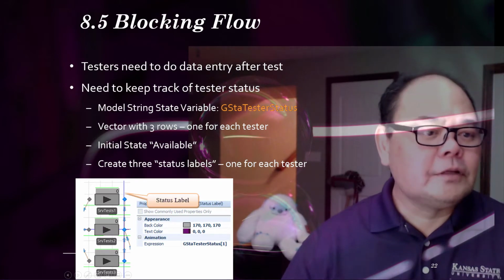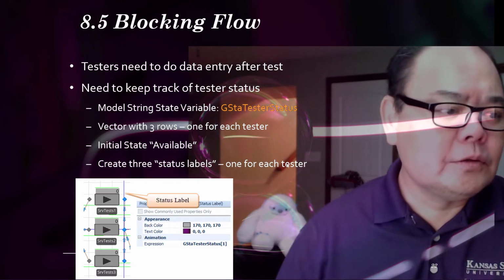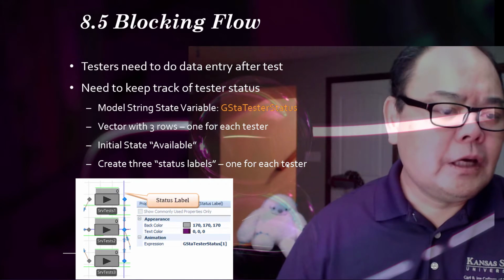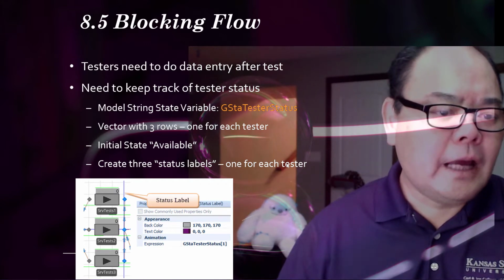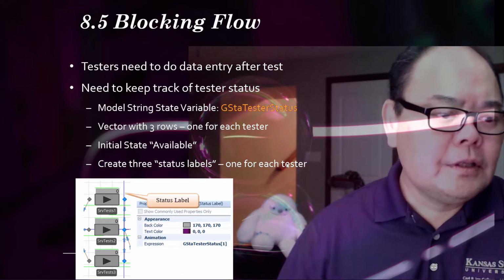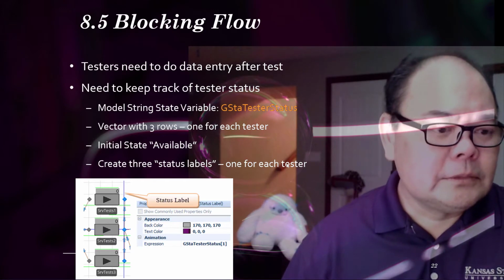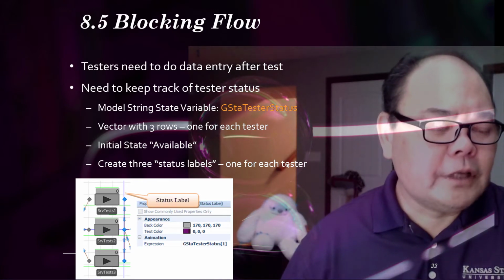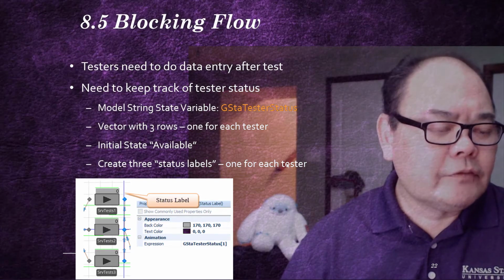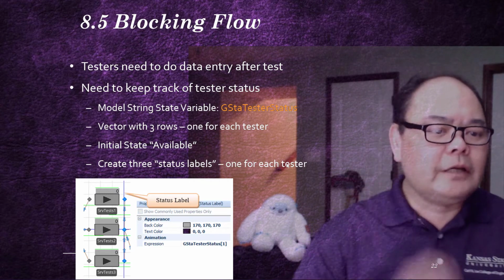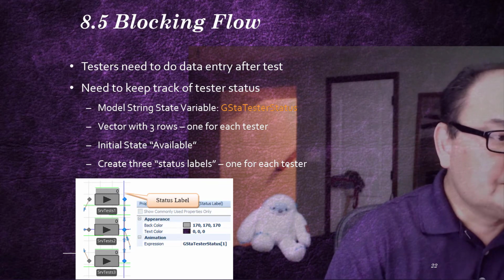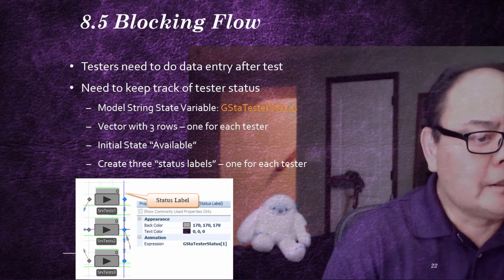8.5 talks about blocking the flows. The test needs to be followed by certain data entry after the test, meaning the applicant actually finishes the test and leaves, however the tester who runs the test center stays for data entry. So we need to track the tester status.